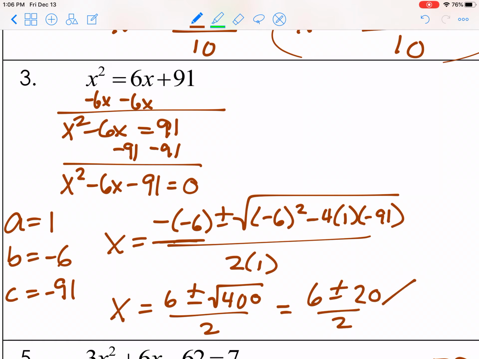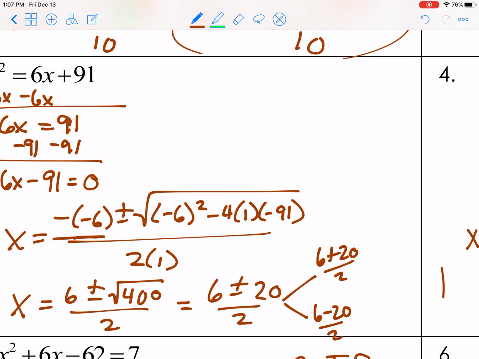At this point, I would rewrite it in 2 ways because the radicals are all totally gone. So I want to find out what is 6 plus 20 divided by 2, and I want to find out what 6 minus 20 divided by 2 is.